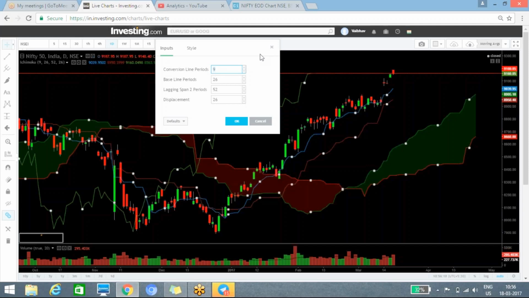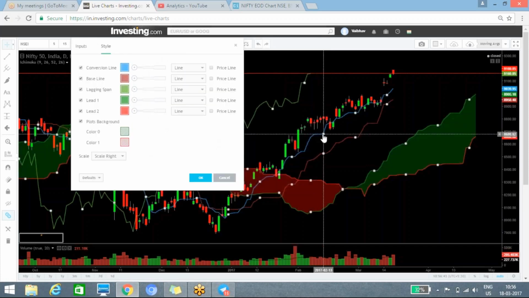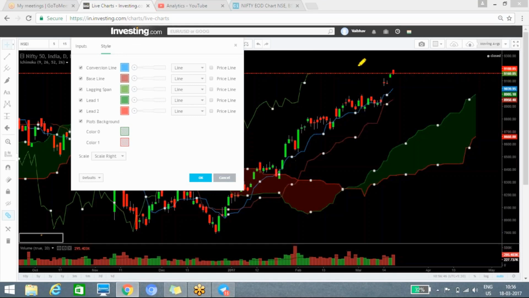Tenkan-sen is basically another name for an average line. It is nothing but an average line, and it is also called a signal line. So here the blue line is your signal line. See this blue line here? This blue line is your signal line.